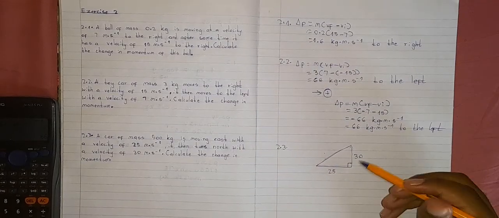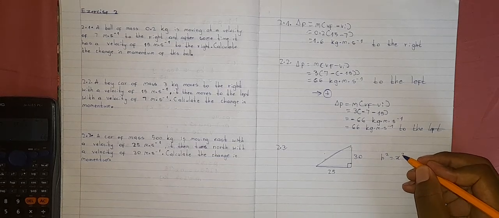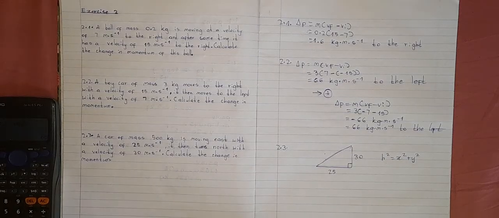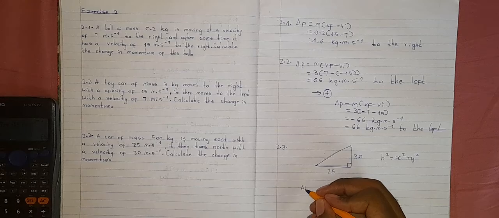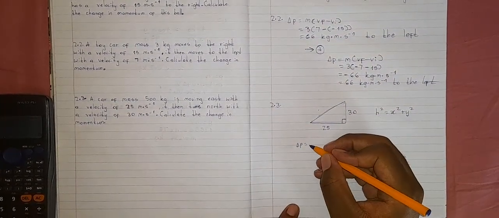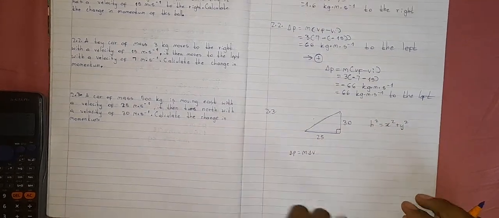do the Pythagoras theorem. I know you know it. It's h squared equals x squared plus y squared. Some use r squared, but it is fine. What we're going to do here is find the change in velocity. After finding the change in velocity, we will use this formula: the change in momentum equals mass times the change in velocity. So let's find the change in velocity first.